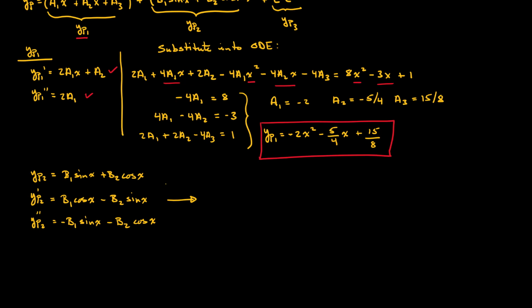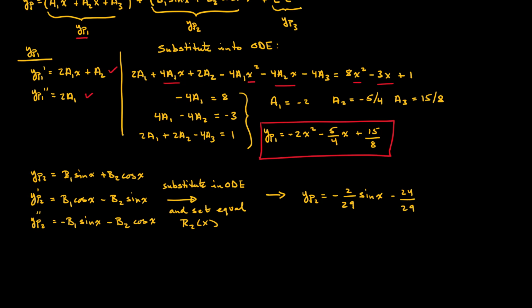So what we're going to do is substitute in the ODE and set equal to the right-hand side, which I'm just going to write as r2 of x. And I'm just going to give you the final answer here. We find that yp2 is equal to minus 2 over 29 sine of x minus 24 over 29 cosine of x.